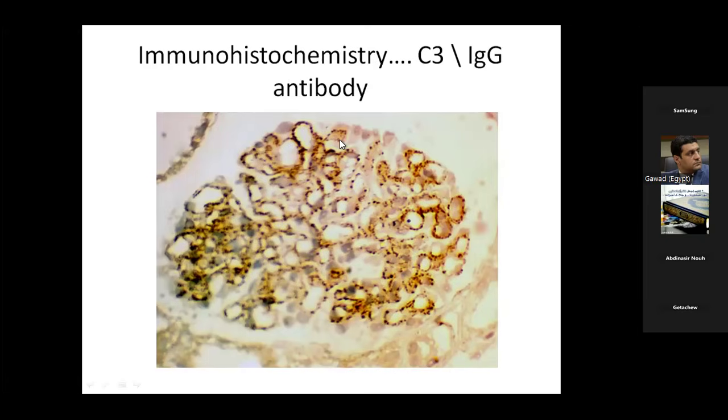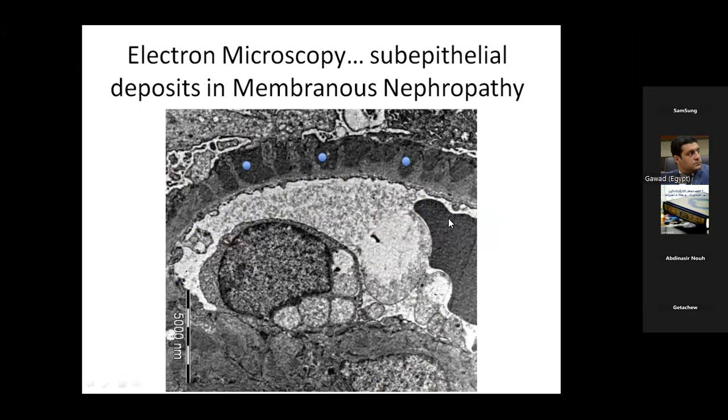And that's the shape of the granular appearance of this. That's immunohistochemistry and not immunofluorescence. Immunohistochemistry that is done on the paraffin block sections, and granular deposits of IgG and C3 appear like that. And that's the electron microscope, and these are the subepithelial deposits.